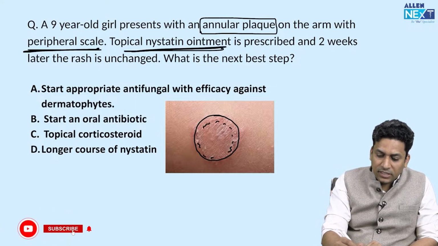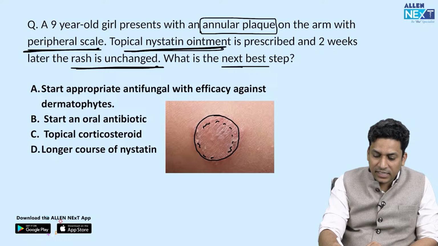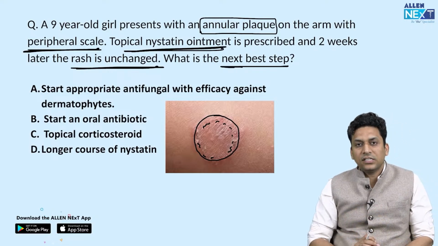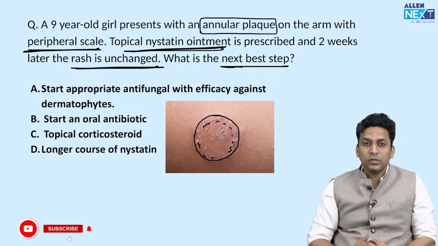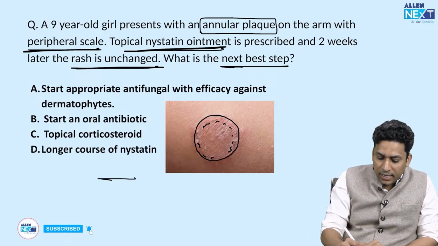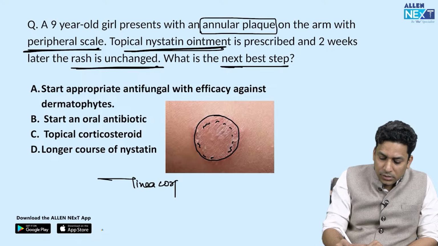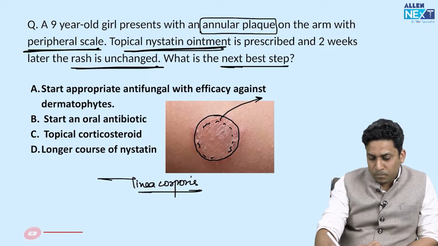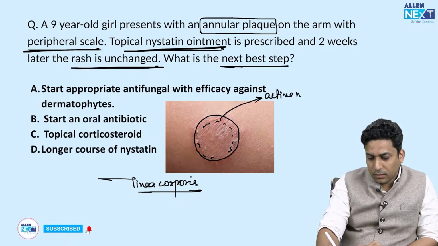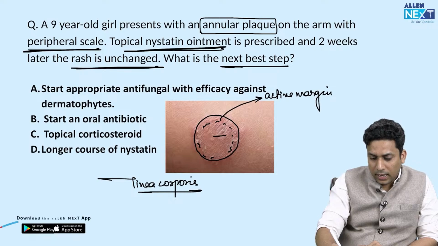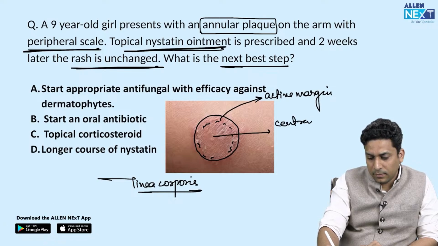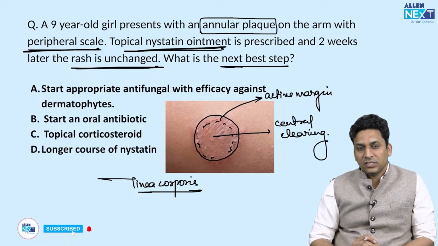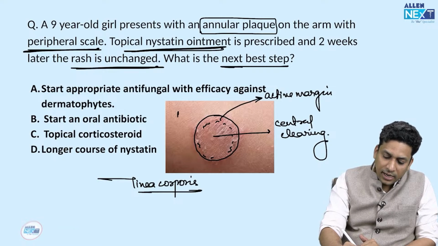Topical nystatin ointment is prescribed, but the rash is unchanged. What is the next best step? If you look at this lesion, you can clearly make out that this looks like a fungal infection known as tinea corporis, where annular lesions are seen, with active margins and central clearing. So central clearing and active margin is present, and that's why this looks like a ring.